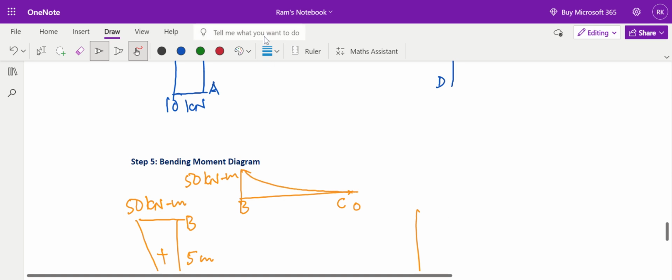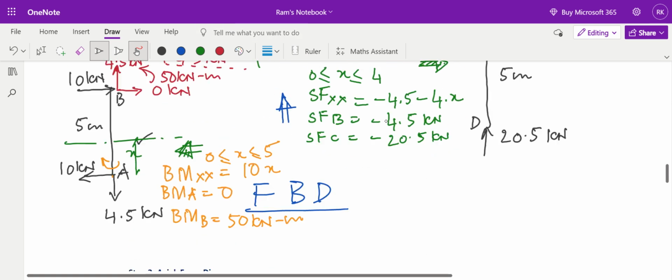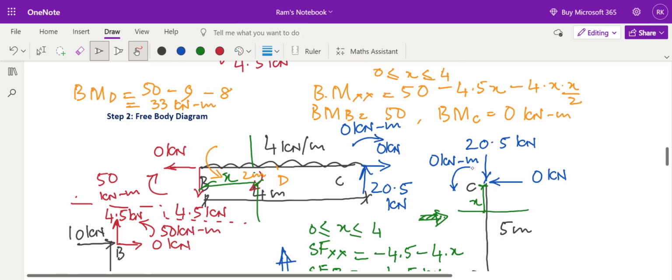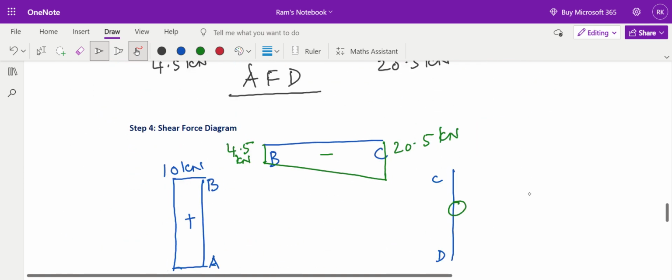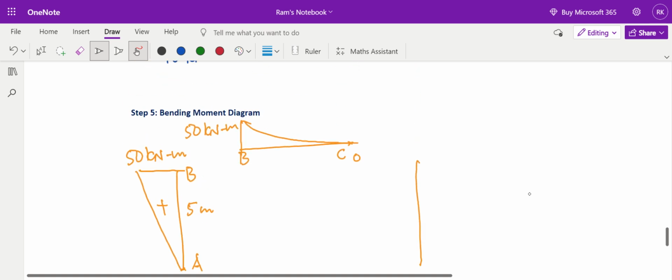And then what is the bending moment in the portion CD? Bending moment at C is 0, bending moment at D is 0. There is nothing that will create the moment. Therefore, at C it is equal to 0, and D is also equal to 0. So in CD, the bending moment is 0. This is positive. So this is the bending moment diagram.